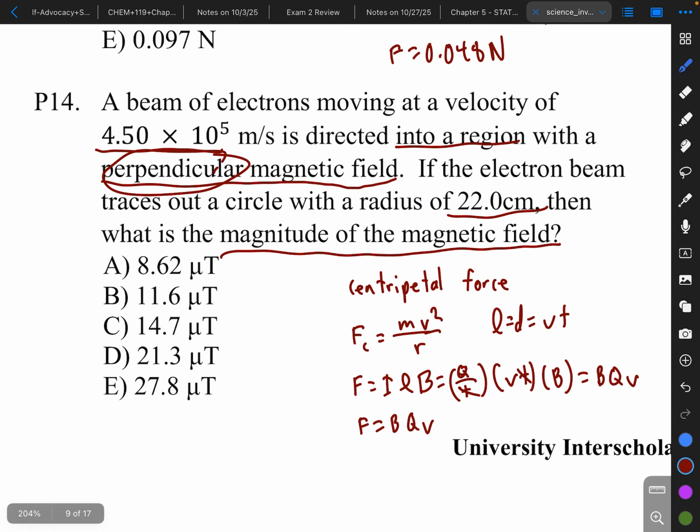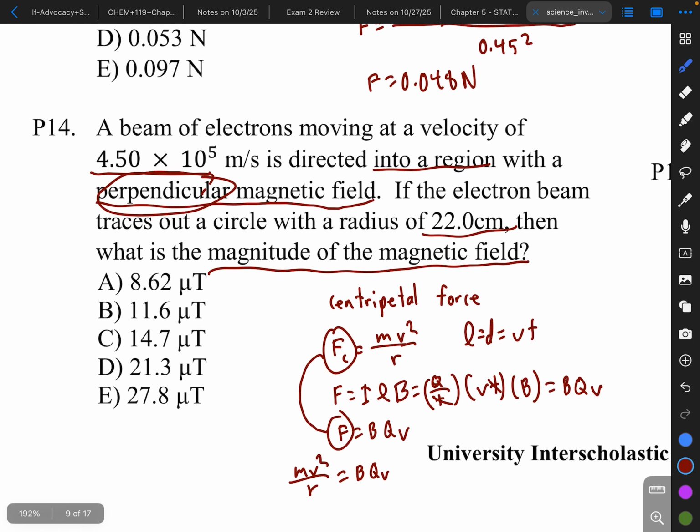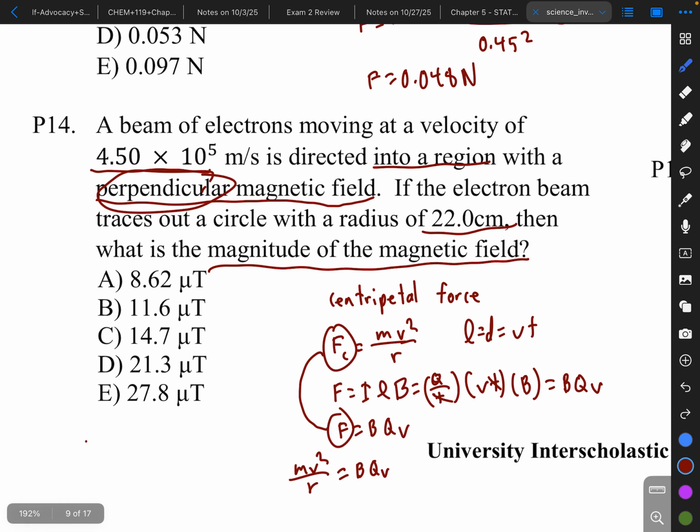Now, we know that the centripetal force is caused by the magnetic field. So these two are equal: mv squared over r equals bqv. Now we simply have to solve for B, which is the magnetic field. So B equals mv squared over rqv. And dividing out one v on both the numerator and denominator would give us mv over rq.